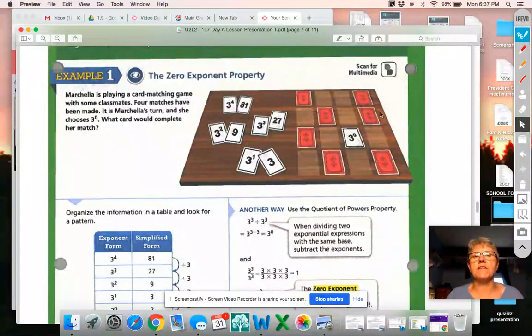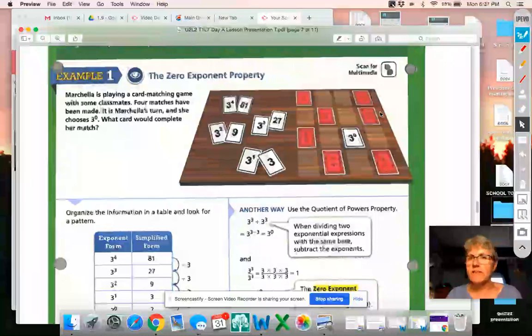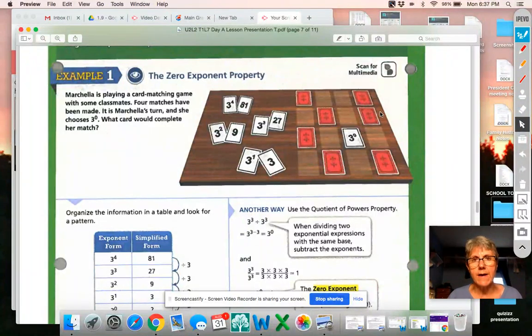Today we're going to talk about the zero exponent property. And the zero exponent is pretty straightforward. Any number raised to the zero power equals 1. And there are several different ways that we can explain this.